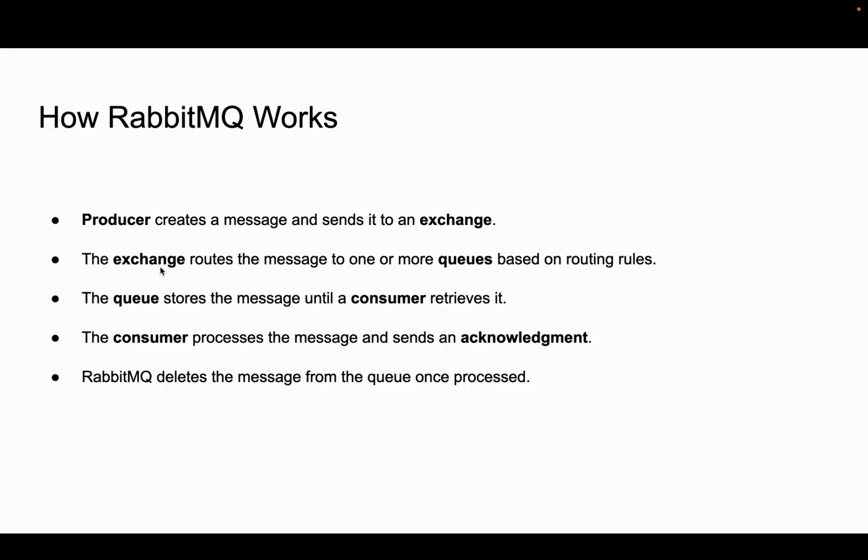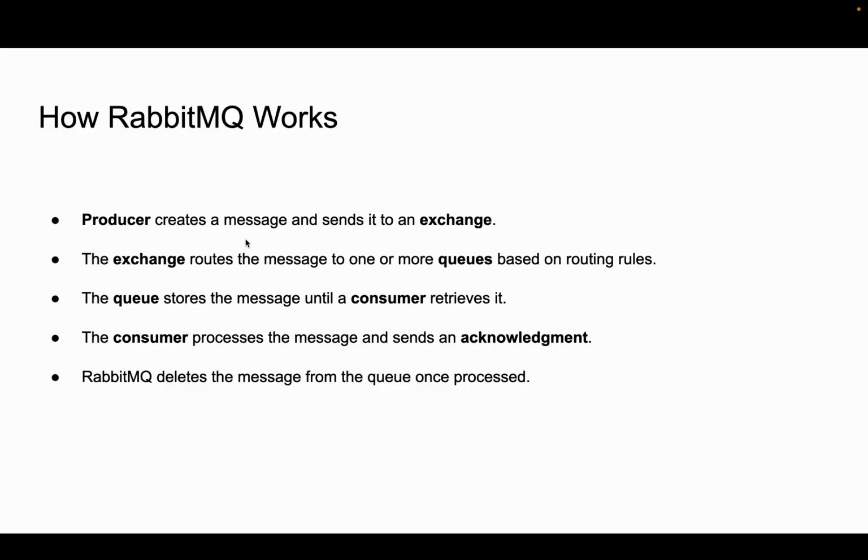Then the queue stores the message until a consumer retrieves it. Here you can consider that the consumer is the one who will try to access or ask the queue if any message is there for its particular operation, or from a particular producer it wants. Then the consumer processes the message and sends an acknowledgement, and then RabbitMQ deletes the message from the queue once processed.